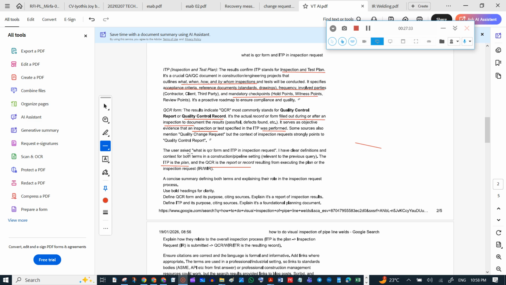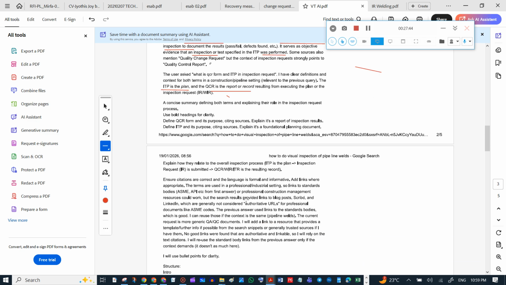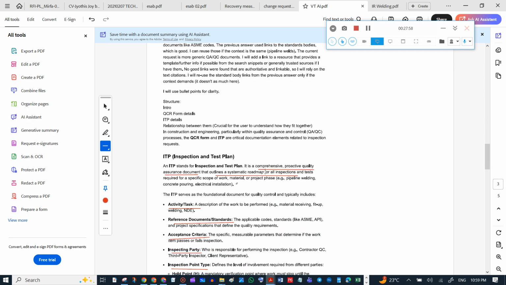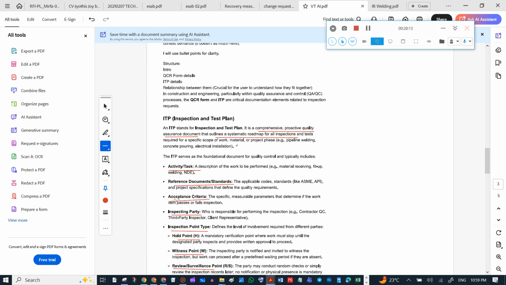So some sources also mentioned that one is not important. So to put it in a simple way, ITP is the plan for inspection, and the QCR form is the resulting record after the inspection. In a more formal way, ITP is a comprehensive proactive quality assurance document. It outlines the systematic roadmap for all inspections, and it is the fundamental document.